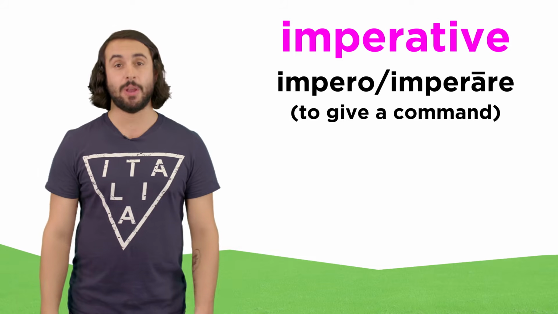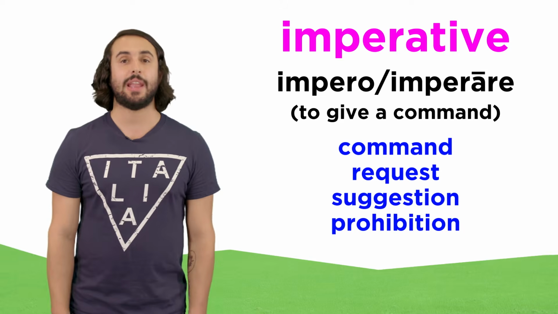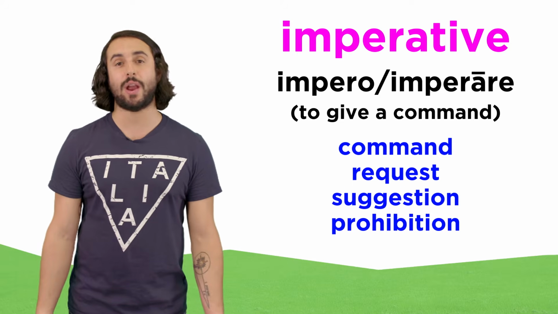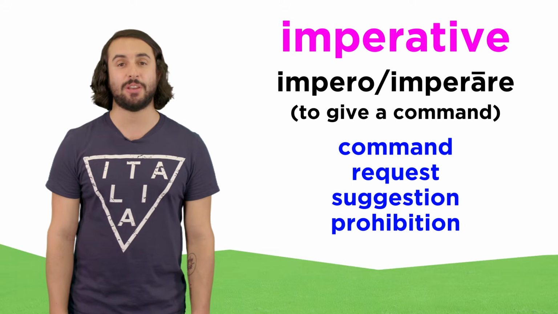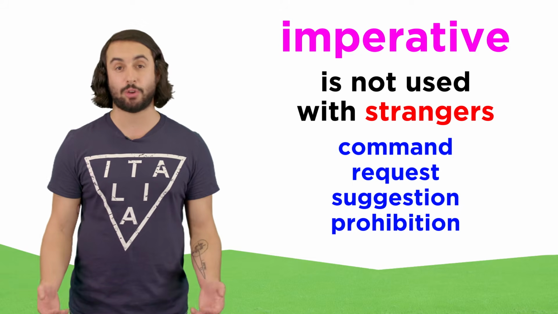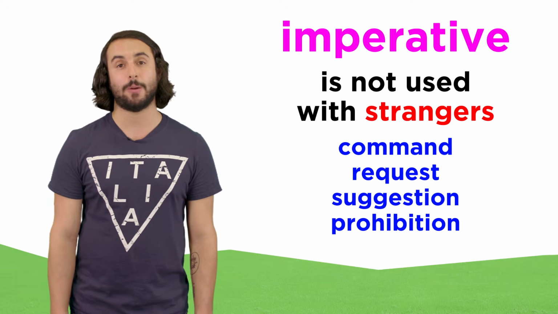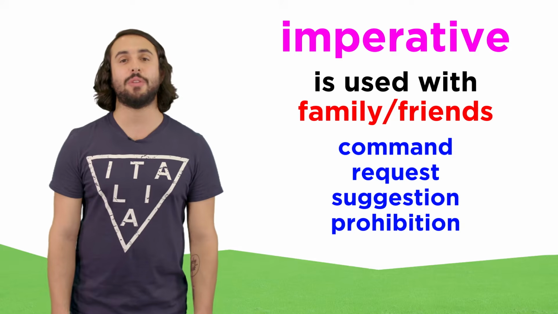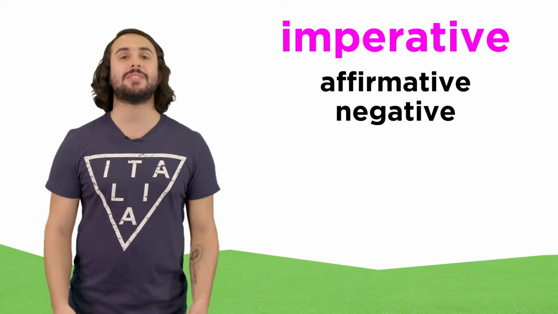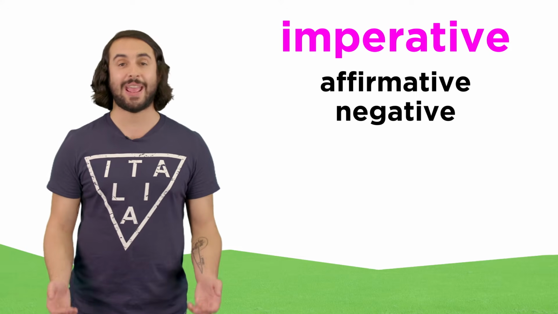The word imperative comes from the Latin impero, imperare, which means to give a command. In Italian, this implies a very strong mood in which a command, strong request or suggestion, or even a prohibition is being given. This will probably not be used with strangers or people you must be cordial with. In such a case, we will use the formal imperative, which we will discuss later. The normal imperative will be used with family and friends or others who won't mind if you boss them around a little bit. In such an informal context, Italian has two imperatives. These are affirmative and negative.